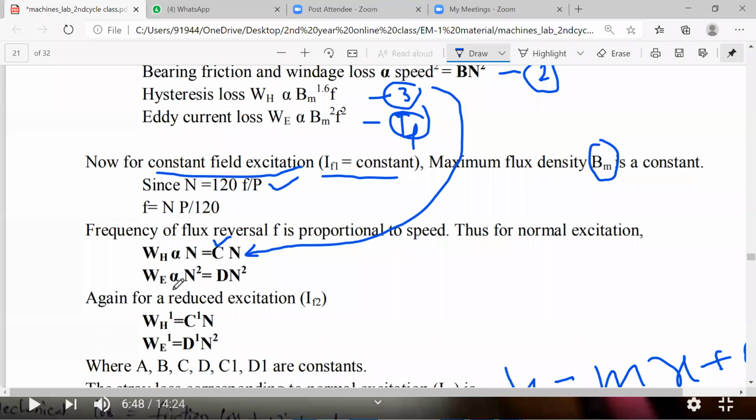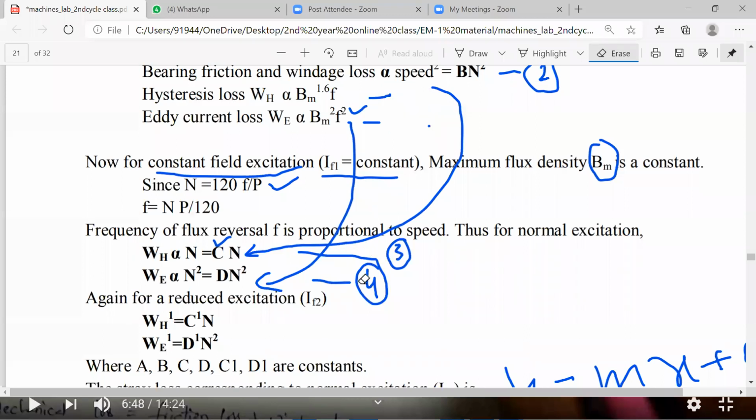Similarly, eddy current loss is proportional to frequency square. From this, frequency is proportional to speed, so WE is proportional to N square. This is the continuation of equations 3 and 4. So this is equation 3, this is equation 4. So we have four equations: equation 1, equation 2, equation 3 and equation 4.